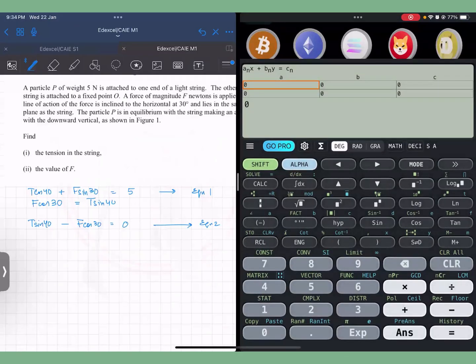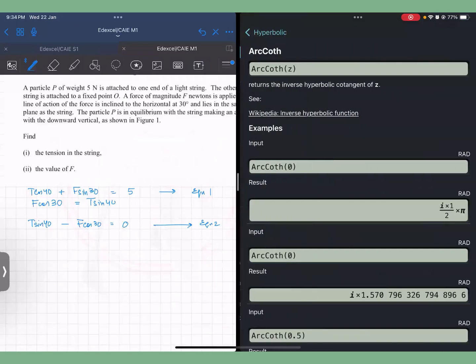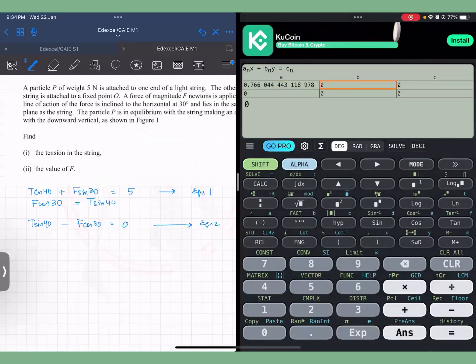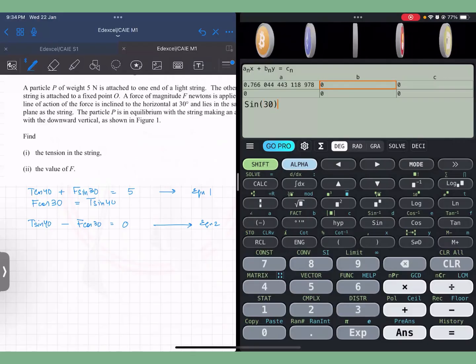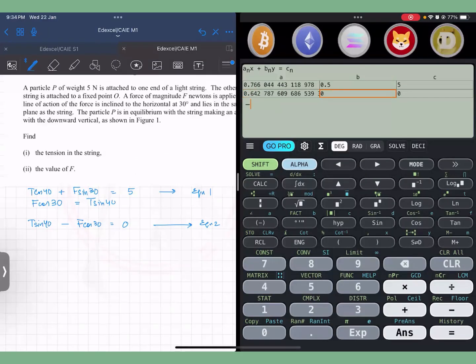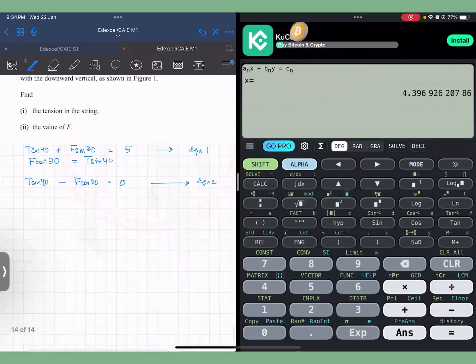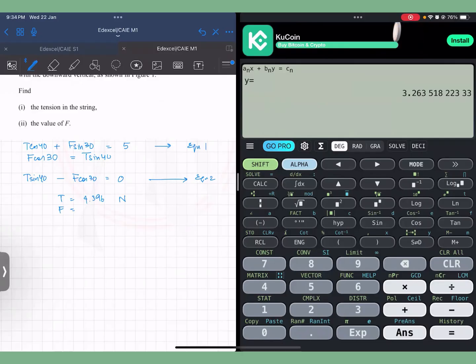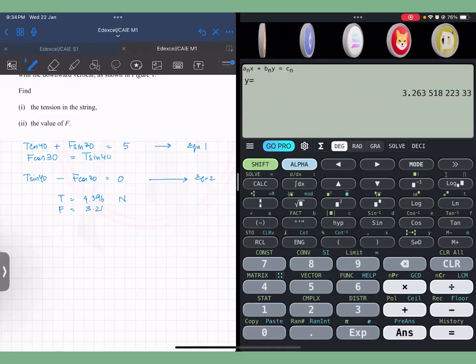Simultaneous equations. Cos 40, sin 30 and 5, and this would be sin 40 minus cos 30 and 0. So when you solve this, your T comes out to be 4.396 newtons and your F is equal to 3.263 newtons.